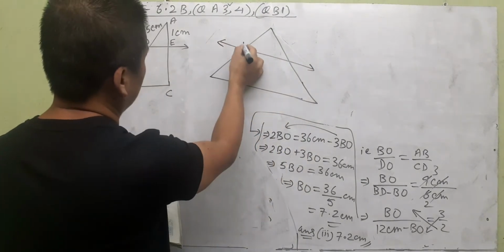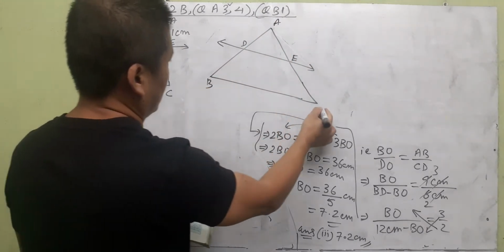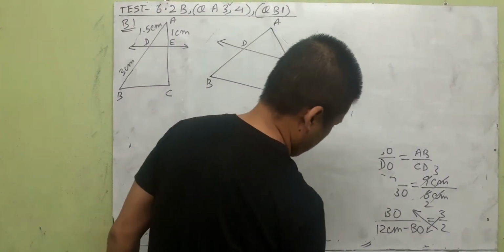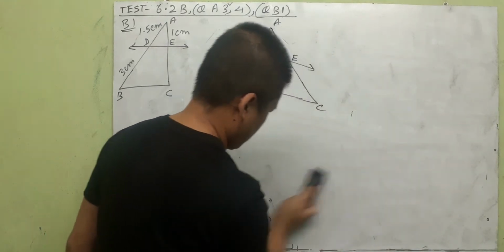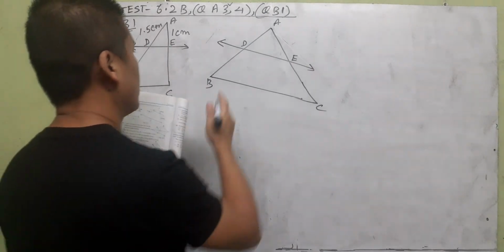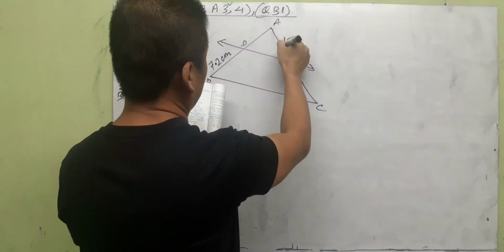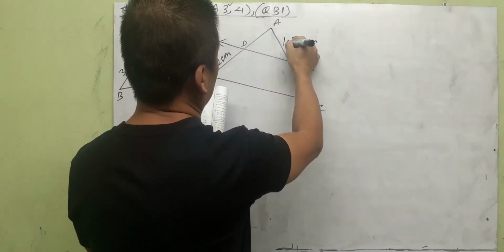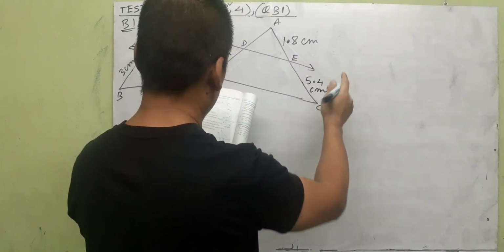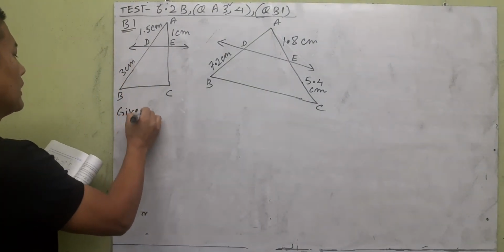Cutting a line is cutting D and E again, and then this is A, B, and C. Here this is 7.2 centimeter, and this is 1.8 centimeter, this portion AE, and then this one is 5.4 centimeter.